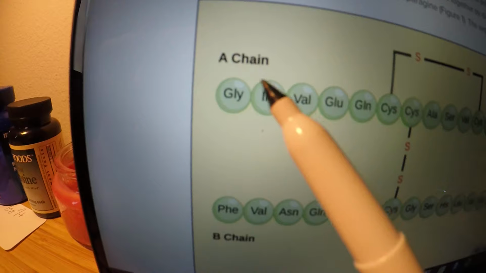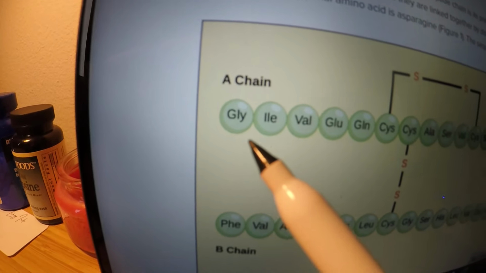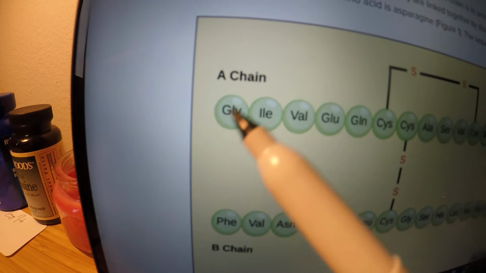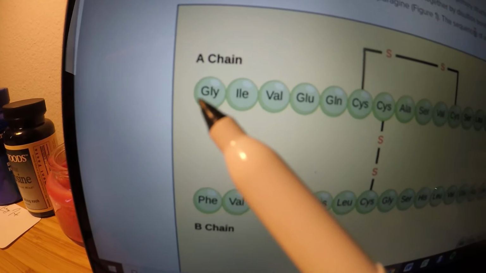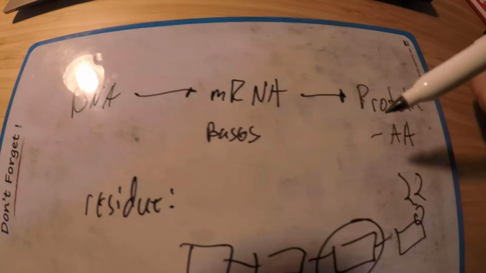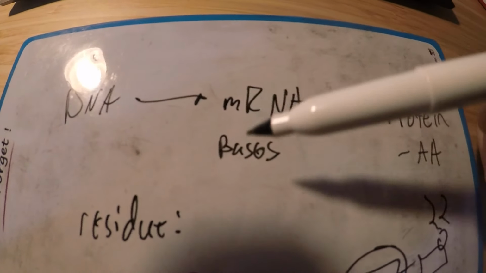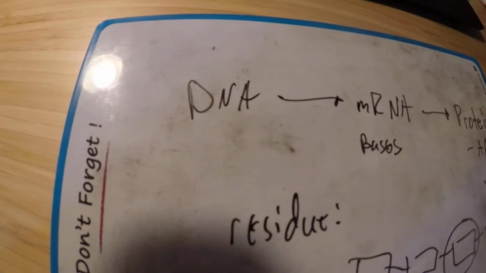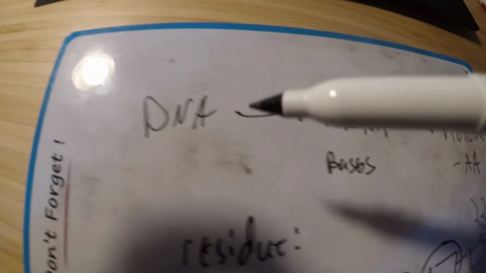So if we go back to insulin, if that mutation happened where that middle base went to a C, this wouldn't be glycine anymore, this would be alanine. So the first residue would have changed. So you can change the amino acid at this level also, but usually it happens at the DNA.